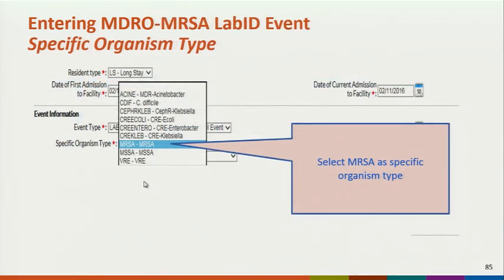The next box is going to ask you to identify the specific organism type. So let's make it easy and choose MRSA. We're going to select MRSA as our specific organism type.